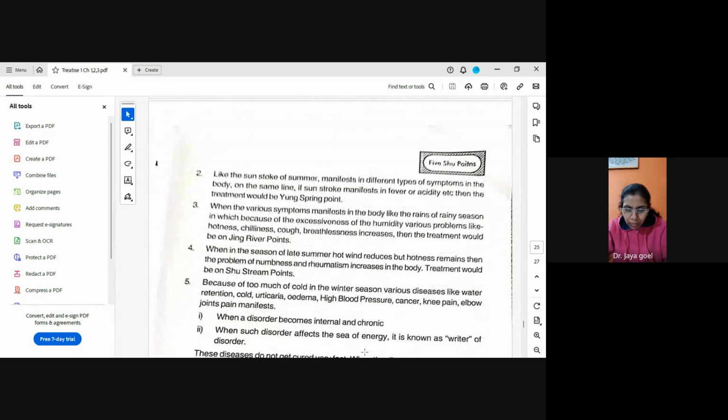as we read, for the rainy season. The rainy season is late summer, with excessive humidity and various problems like hotness, chillness, cough, breathlessness, increase in breathlessness, and then the treatment would be on the Jing-river point. When in the season of late summer the hot wind reduces but hotness remains, then we use the Shu-stream point for rheumatoid and numbness.